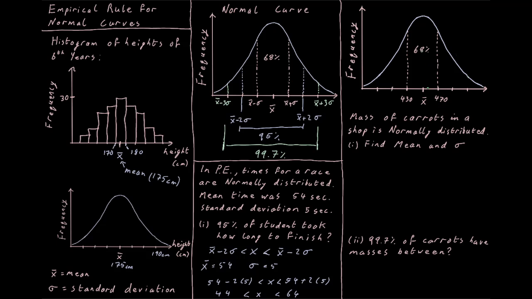68% means we are plus or minus 1 standard deviation away from the mean. So that means we can write down this relationship here. So we know that the mean minus the standard deviation would give us 430, and we know the mean plus 1 standard deviation would bring us up to 470. Now we may be able to see that that means that the standard deviation has to be 20, because we've gone up by 40 when we've done 2 standard deviations.